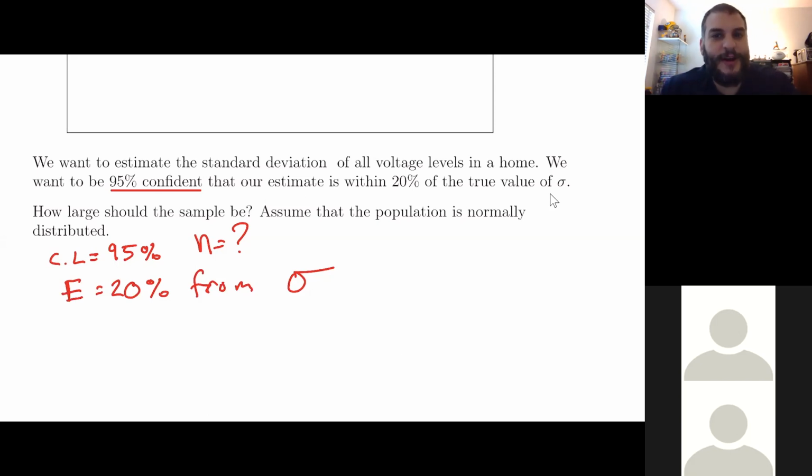For these types of problems, you actually don't need to do any mathematics. There's a table, which I'll post where I put the t-table and the chi-square table. All you have to do is look at the table. Right now we're looking for a confidence level of 95%, a margin of error of 20%, and it should be for standard deviation. So I'm going to go to the table right now.